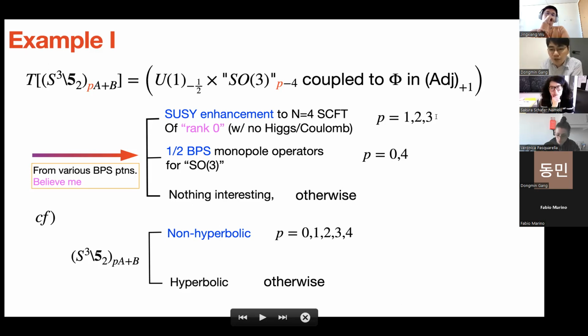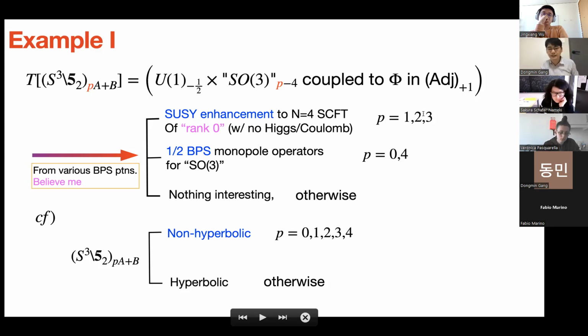For P equals 1, 2 and 3 cases, surprisingly, we found that this theory flows to N equals 4 CFTs. There is a SUSY enhancement: this theory only manifests as an N equals 2 theory in 3D, but we found that it has a SUSY enhancement in these cases and flows to an N equals 4 CFT. And more interestingly, this N equals 4 CFT is actually rank 0. Rank 0 means that there are no Coulomb or Higgs branches. Actually, there is no non-trivial vacuum moduli space.